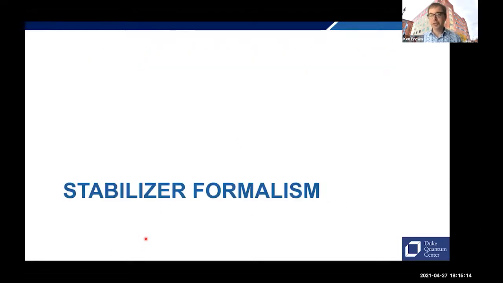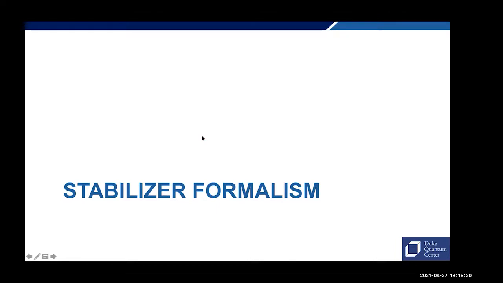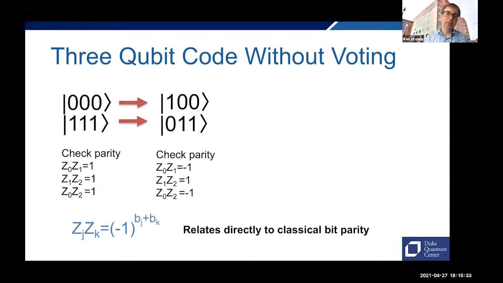All right, so any questions before I start off on the stabilizer formalism? I see there are a couple of questions. Sheila, do you want to? Yeah, so the first question is, when there's an X0 error, an error on qubit 0, why doesn't the coefficient A and B change?